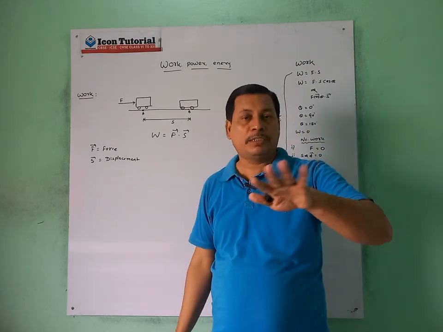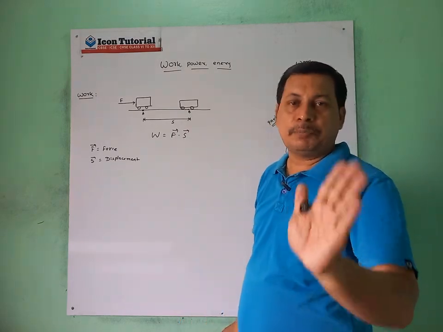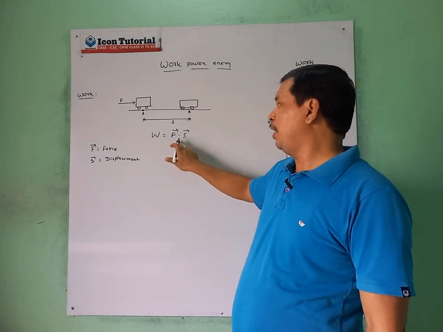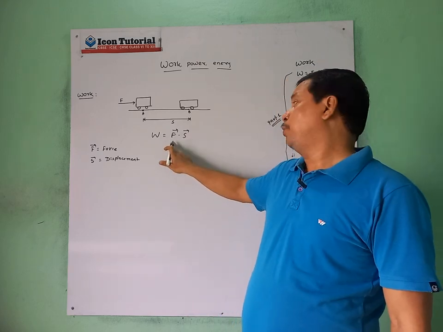In plus 2, you can understand very deeply about the scalar product and vector product. Here we will discuss only a little bit. So W is equal to F dot S, which is force into displacement.